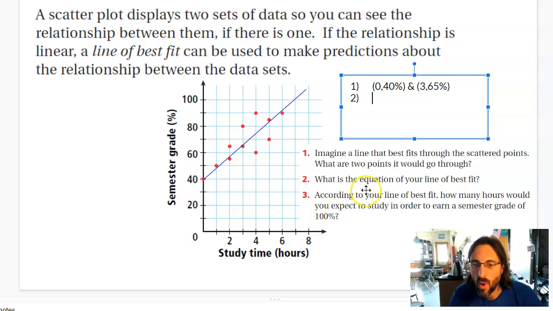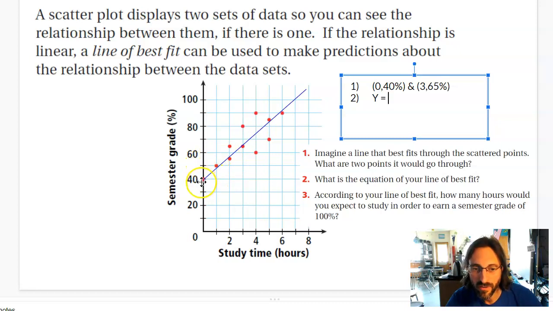Question 2. What is the equation of your line of best fit? Okay, the form of a line is y equals mx plus b. So y equals m. What's the slope? So what I need to do here is calculate the slope of my line. Well, rise over run.